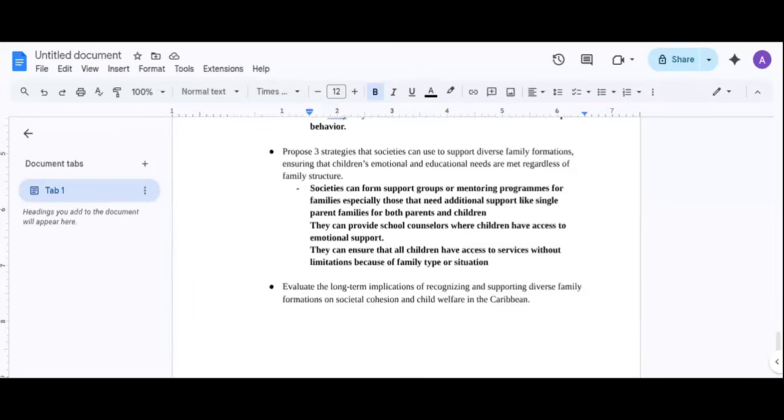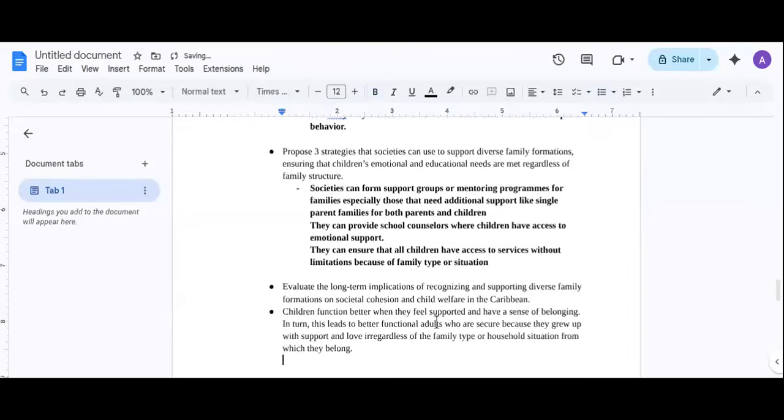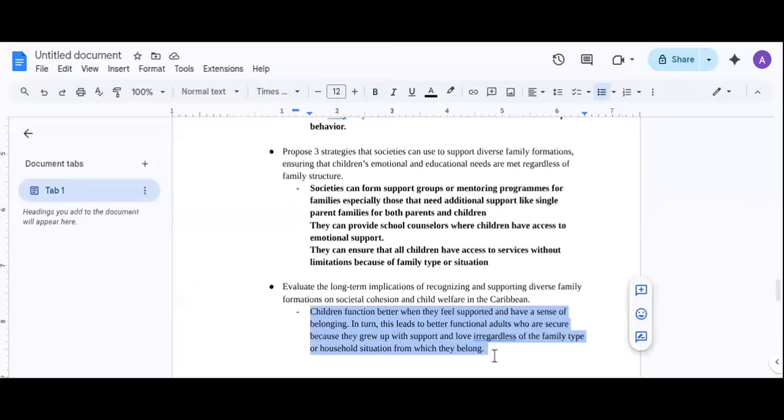We're just looking at being a part of a single parent family, a sibling household, any other family type that will be considered the diverse family types. And it says here to evaluate the long-term implications of recognizing and supporting diverse family formations on societal cohesion and child welfare in the Caribbean.